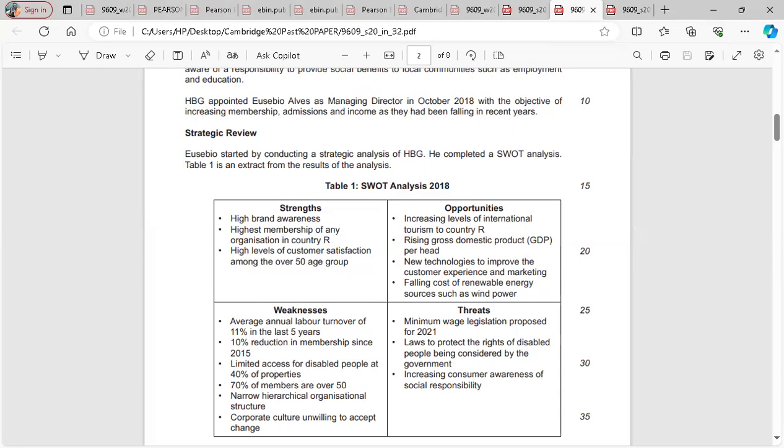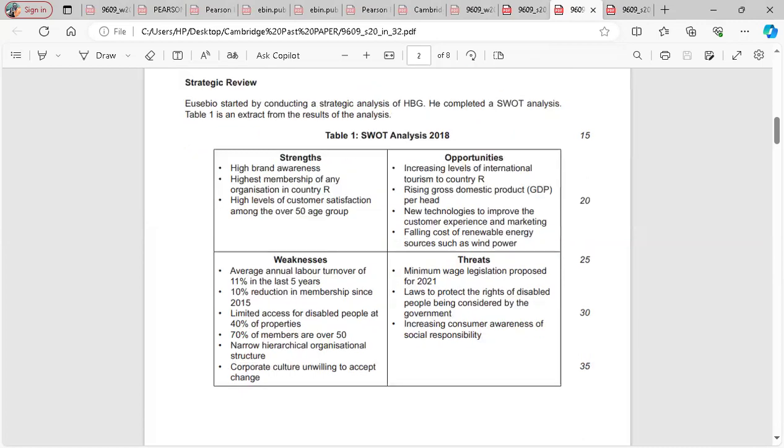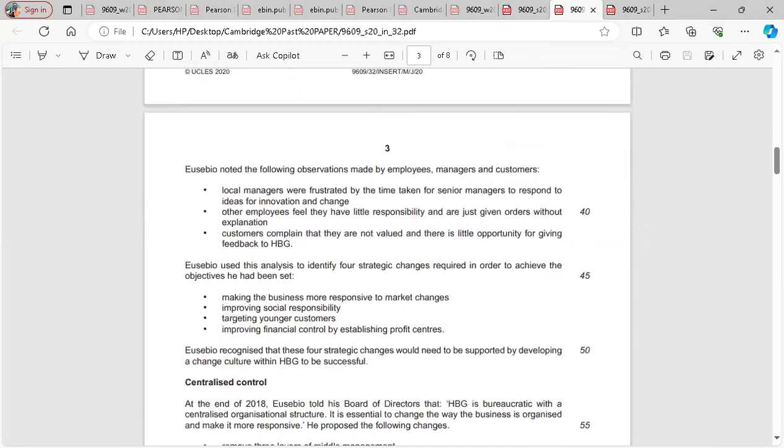So, these are what it all means. So Eusebio noted the following observations made by employees, managers, and customers. These are notes from employees, managers, and customers because they are all stakeholders. Stakeholders are people. It's not written here, but when they mention employees, managers, and customers, they are referring to stakeholders. So who are stakeholders? Stakeholders are those people that have interest in the business. I think you know that.